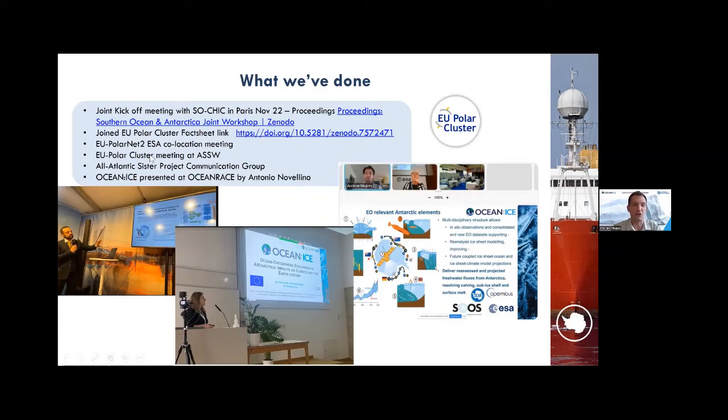And some of those are directly scientific, such as the Polar Cluster. Others are more policy focused, such as in getting involved in the All Atlantic sister project in communications, which has a very strong policy focus. And also public outreach. So Antonio Novellino at ETT has been selling our story at the Ocean Race, which is basically a yacht race. So it's a good way of reaching a Southern Ocean and ocean interested public.